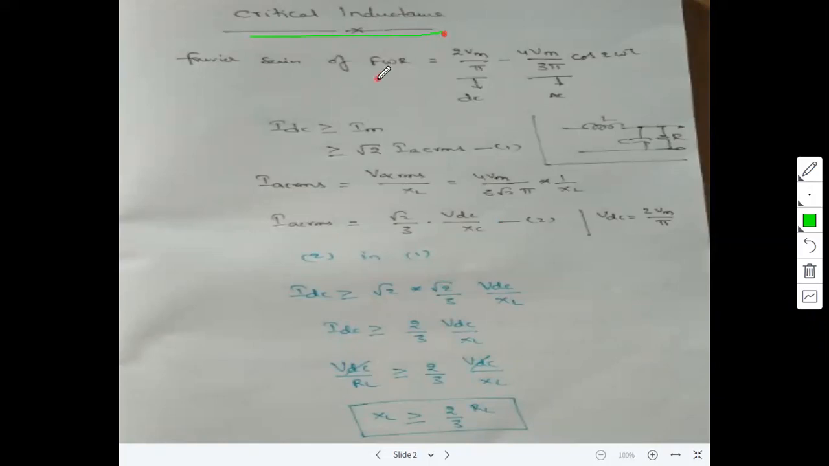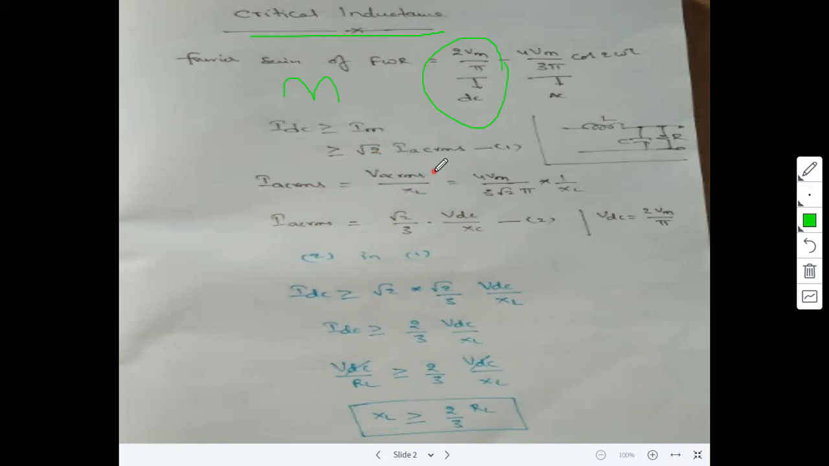We already know the Fourier series of the full wave rectifier output signal. When you apply the Fourier series, this is the DC term, 2Vm by pi. This is the AC term, 4Vm by 3pi cos 2 omega t. Now the filter output DC current must be greater than the peak current Im, that is equal to root 2 IAC RMS. Normal simplification: Vm is equal to Vrms by root 2. Similarly, Im is equal to root 2 into IAC RMS.